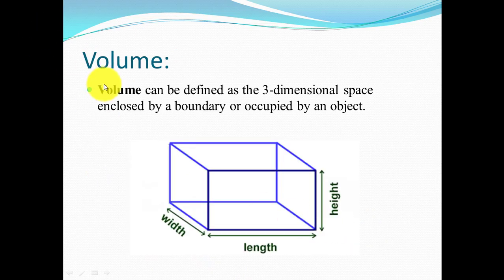Next, volume. What is volume? Volume is the space enclosed in three-dimensional surfaces like this. Volume can be defined as the three-dimensional space enclosed by the boundary or occupied by an object. It means that an object occupies some space, and that space is its volume. It has width, length, and height.